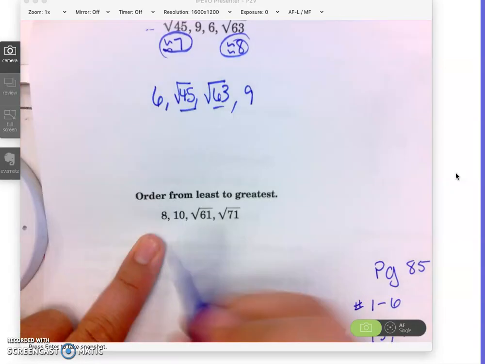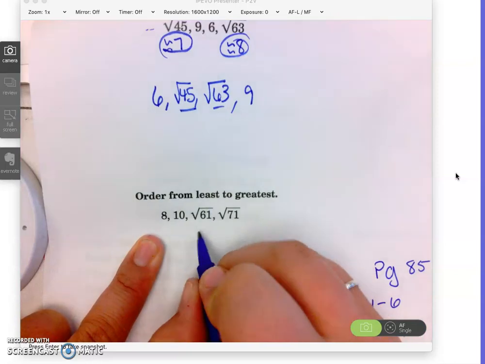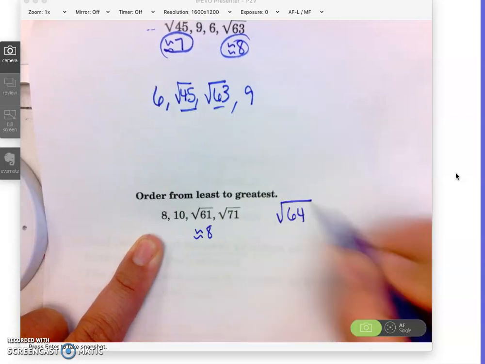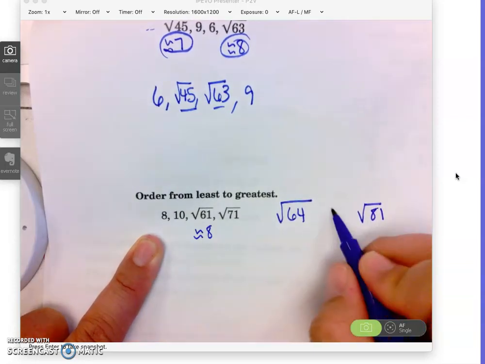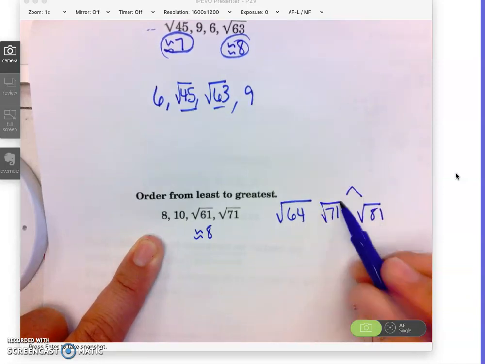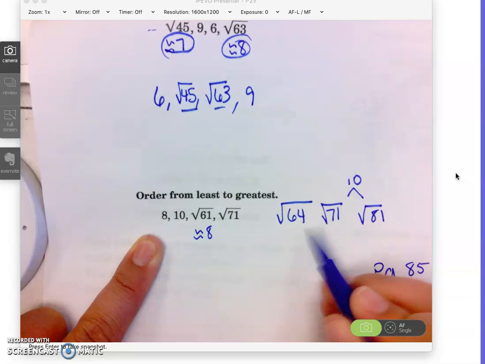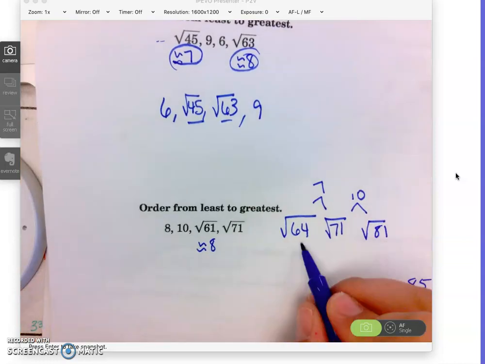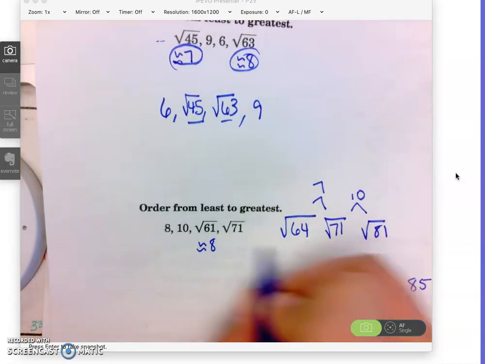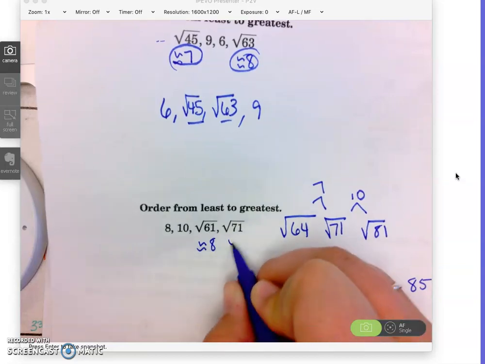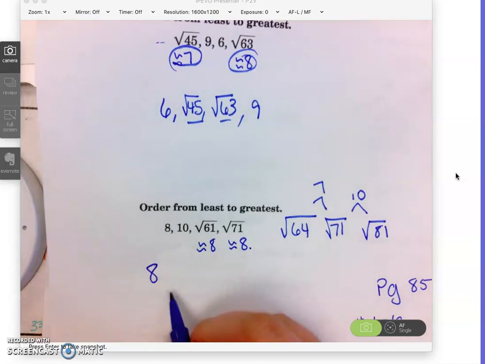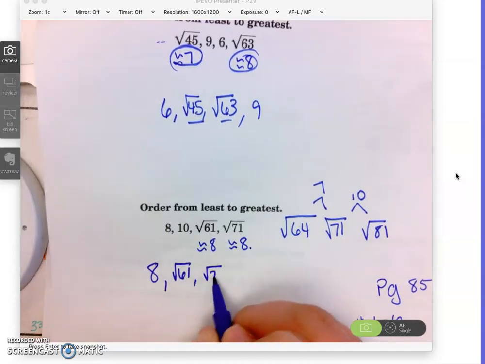Okay, second one, 8, 10, square root of 61, again, would be approximately 8. Square root of 71, you have to think 64 and 81. 71 has 10 in between here and only 7 in between here. So it's going to be closer to 8. But is this one closer or is this one? Well, this one is closer because of this difference between here, so this one has got to be smaller, right? So it's got to go 8, square root of 61, square root of 71, and then 10.